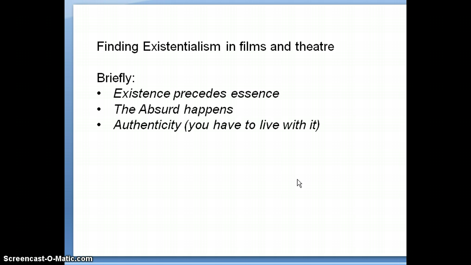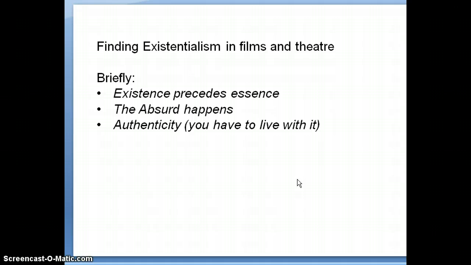Existentialism is one that I like, and it's one that is really fun to research because all you've got to do is go to the theater or go see some films. Now briefly, what do we know about existentialism? And this is very brief. If you read and report on existentialism for one of your papers, I hope you're more complete with this, but here are three things.